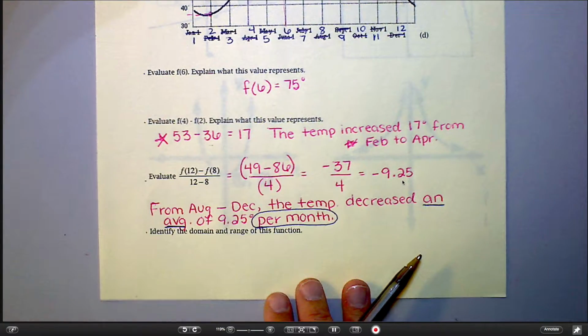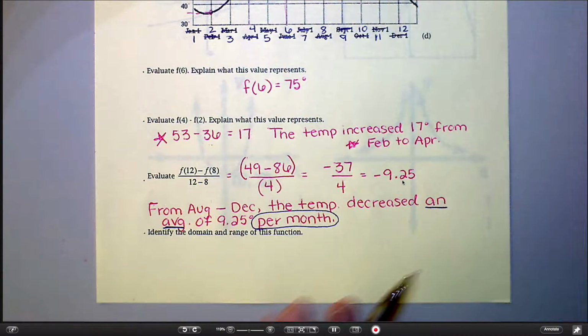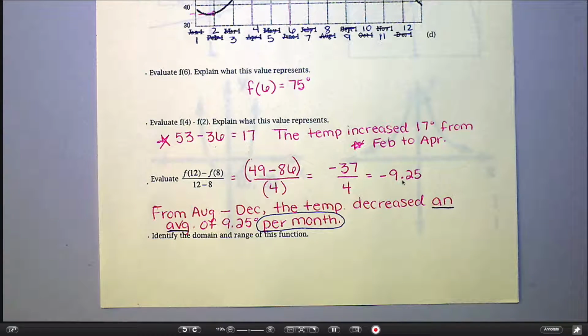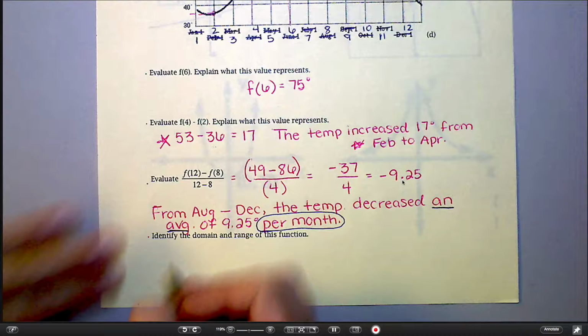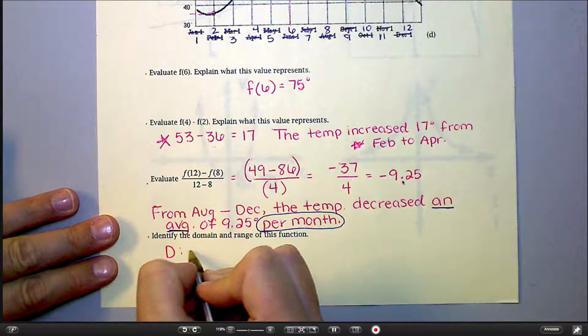All right. And then domain and range. My graph's kind of going away, but you've got it in front of you. What is the domain of this function? Ryan? The months. Yeah. The domain is the months of the year.